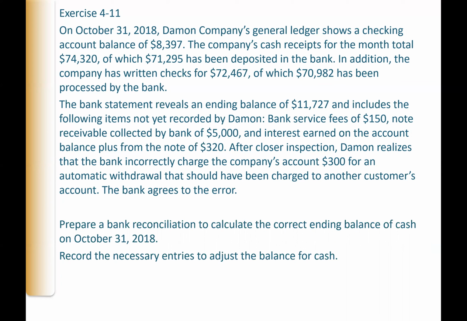In addition, the company's written checks for $72,467, of which $70,982 has been processed by the bank. The bank statement reveals an ending balance of $11,727 and includes the following items not yet recorded by Damon: bank service fees of $150, note receivable collected by the bank of $5,000, interest earned on the account plus from the note of $320.